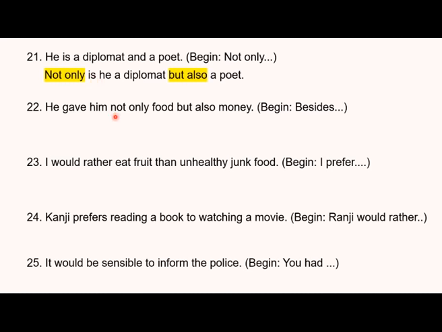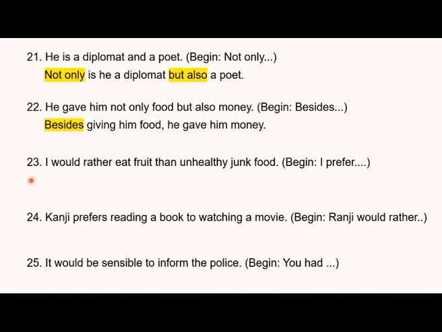Next one, he gave him not only food but also money. So "not only, but also". Now here we have to begin with "besides". Keep in mind, besides means in addition to. So when you're writing this answer: "Besides giving him food, he gave him money." A common mistake that I have seen children make is that they will write: "Besides giving him food, he also gave him money." That "also" is not required, because it is already covered, since "besides" means in addition to. So be mindful of this.